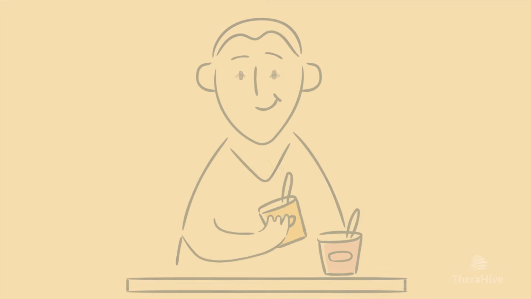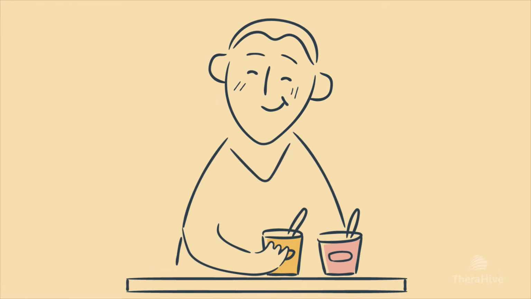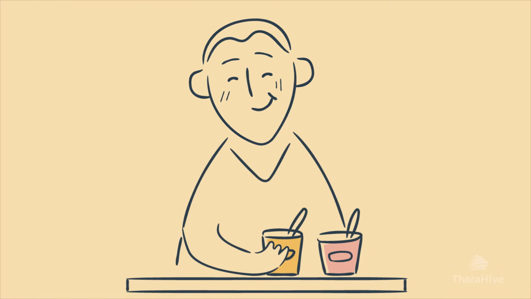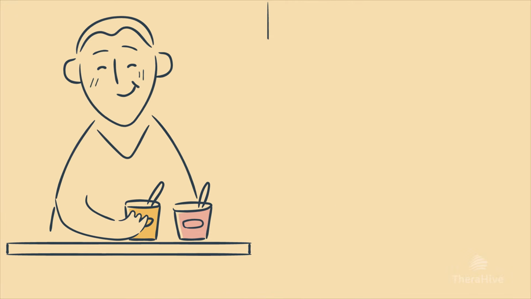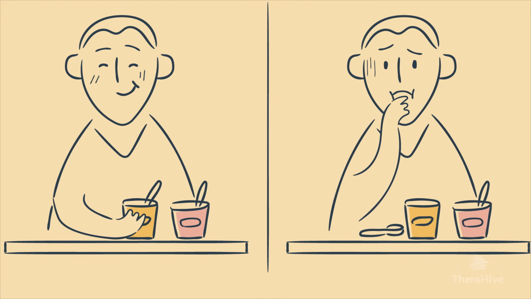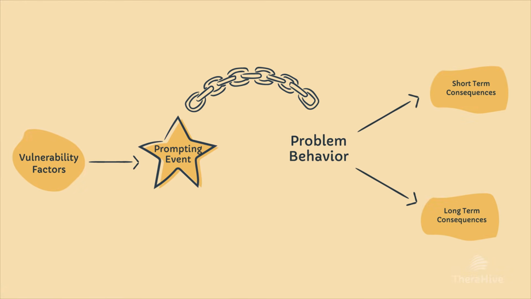For example, the immediate pleasure of eating 2 cartons of ice cream is far more impactful on future ice cream eating behavior than the stomach ache we may experience a half hour later. Now that we have all the elements detailed, let's put them to work in the following example.